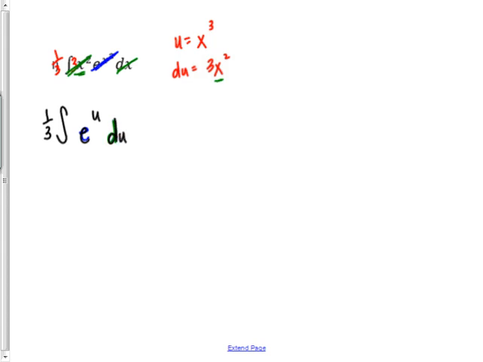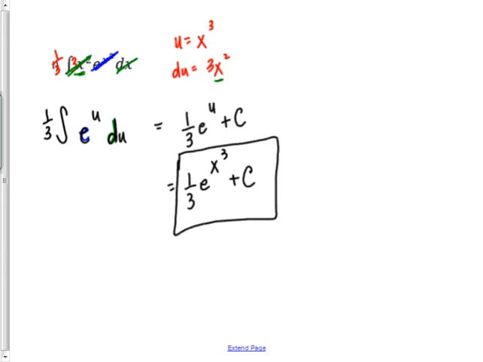And then these are really the easiest ones to integrate because e to the u just integrates as e to the u. You just need to remember to switch it back to x.